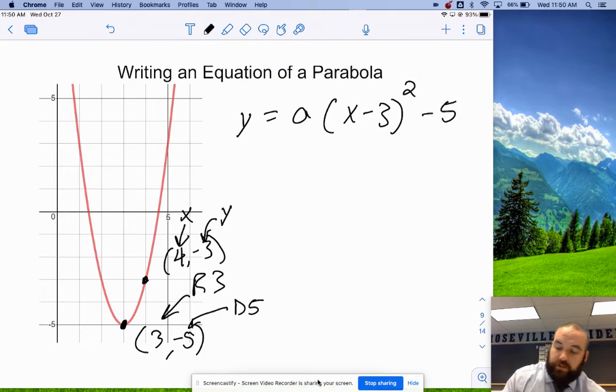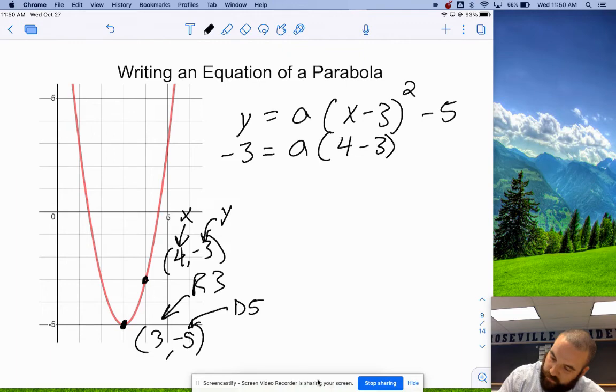Okay. And again, this is vertex form. So there's an a value, and then I know it's right 3 and down 5. So what I need to do here is replace y with -3. I don't know a yet. X is 4, and then -5.